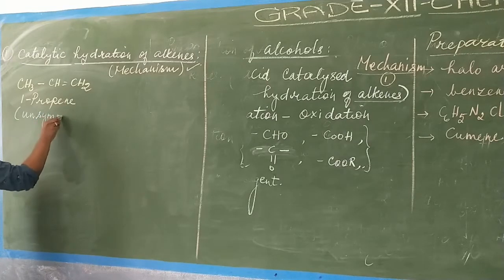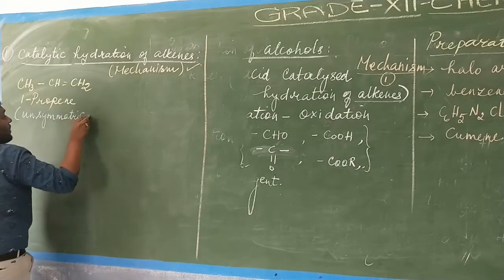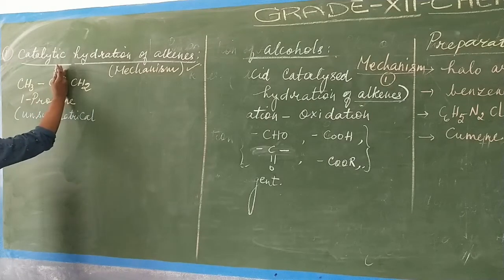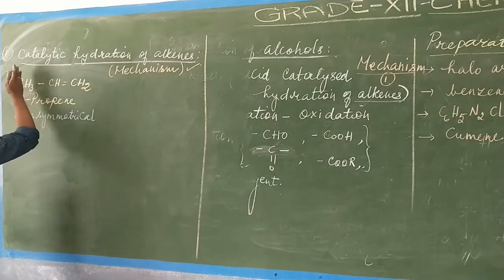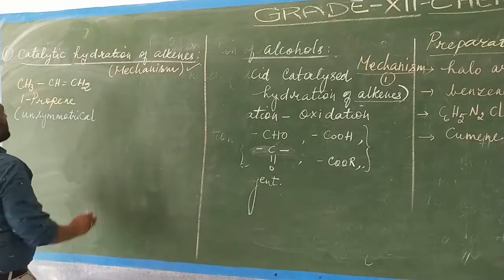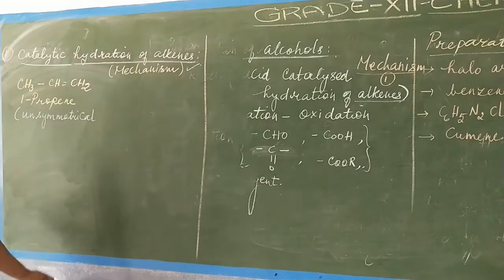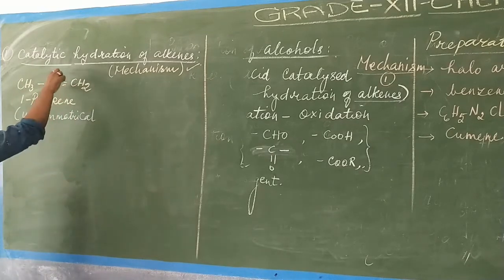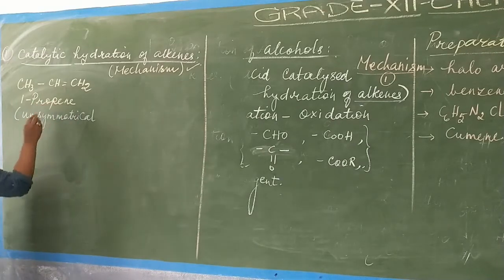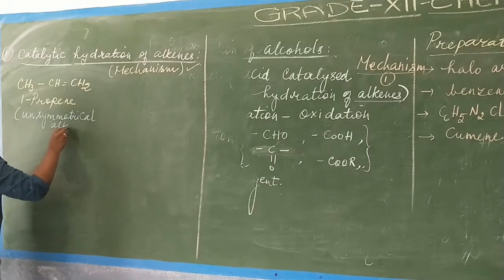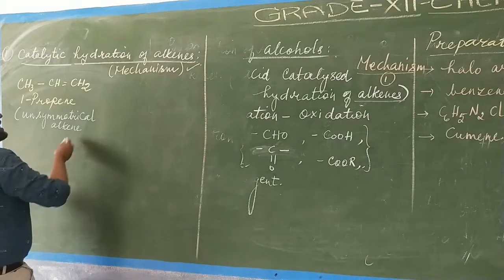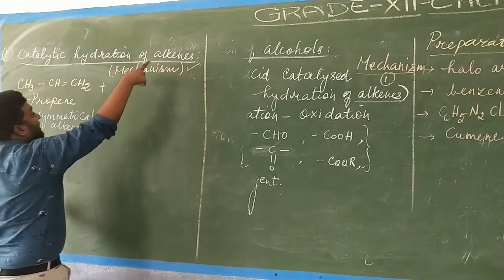The alkene is unsymmetrical, with uneven distribution. See, when I am bifurcating the double bond, on the left side I have two carbon atoms, and on the right side I have only one carbon. So there is unequal distribution of alkyl groups towards the double bond, towards the unsaturation. Then we call this an unsymmetrical alkene. Now I am taking this unsymmetrical alkene, and it has to be hydrated.